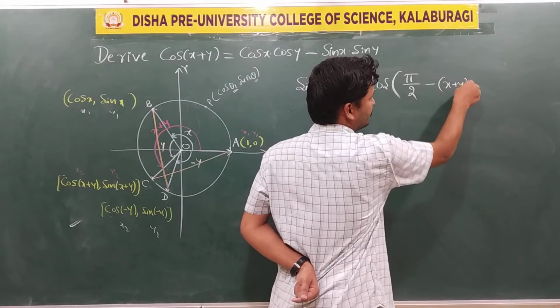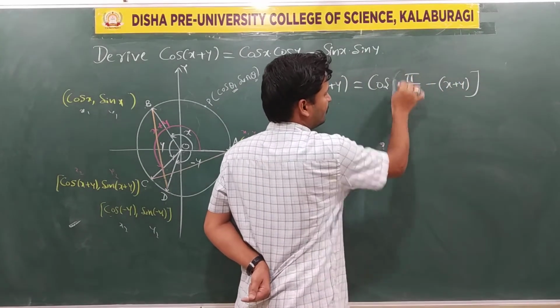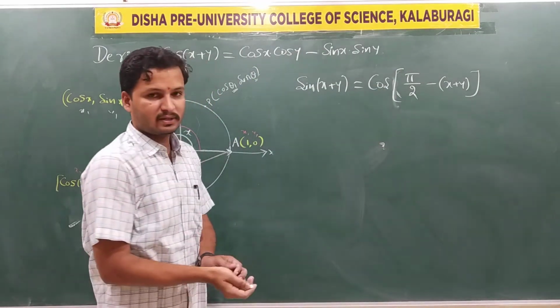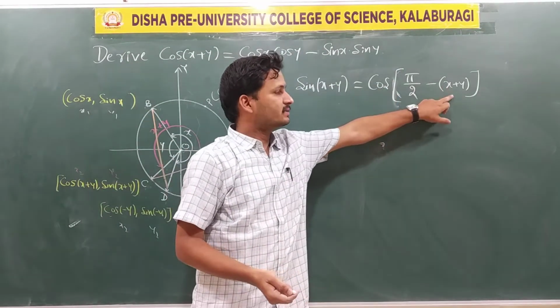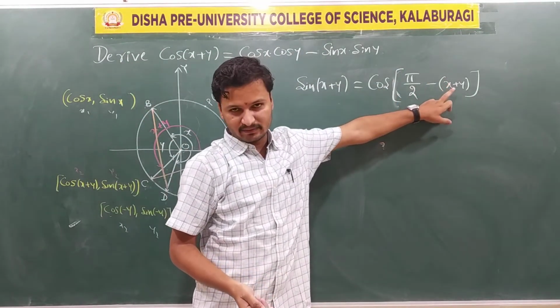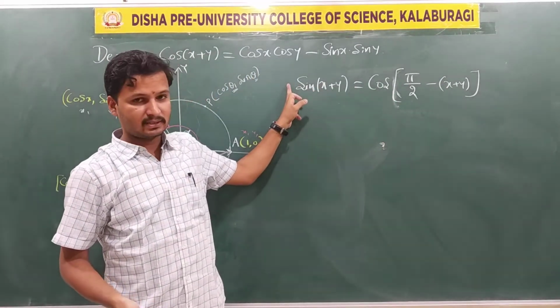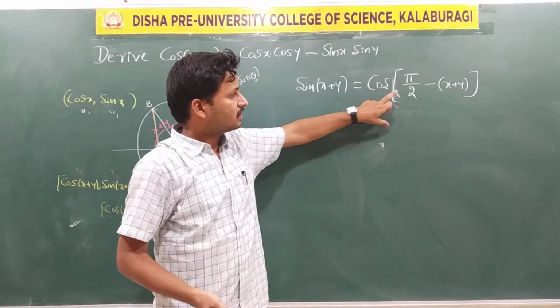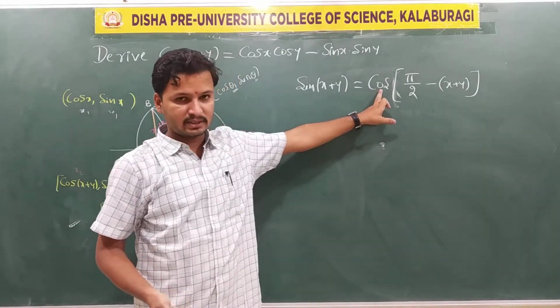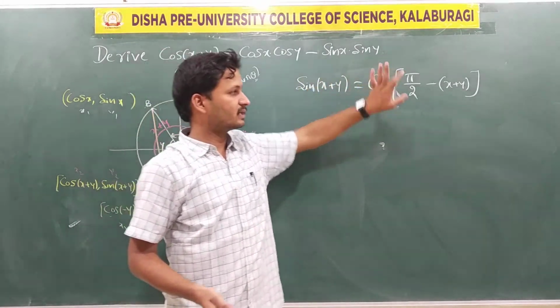Angle is x plus y. Okay. So cos of 90 minus theta. 90 minus theta lies in the first quadrant. In the first quadrant cos function is positive. So here plus sign is there. So here cos 90 degree is there, definitely cos ratio changes to sin. So sin of x plus y.